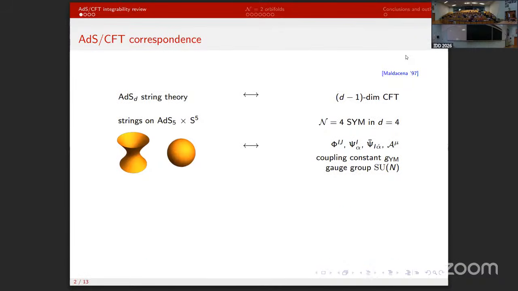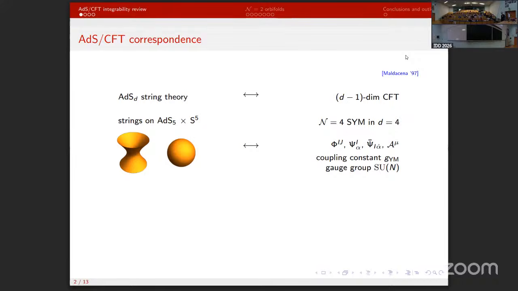Good. Before we go into the orbifolds, let's take a look at AdS/CFT again. Charlotte already said a few things. I will probably say it again, but differently. As you probably all know, the AdS/CFT correspondence connects string theories on AdS space to conformal field theories. The most famous example is, of course, AdS5×S5, so strings on AdS5×S5, which is dual to N=4 supersymmetric Yang-Mills theory in 4 dimensions.